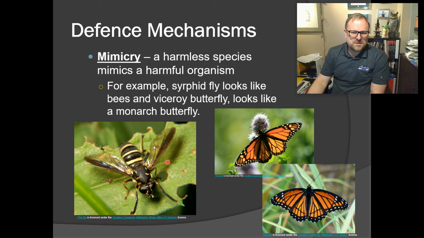Another example is this thing right here. This is a syrphid fly. Syrphids are a specific family of two-winged flies that exist in the world. You can see that they have that black and yellow patterning that looks very similar to what you would find on a wasp or a bee. We know that wasps and bees sting, and if you try to eat one, it's probably going to hurt.